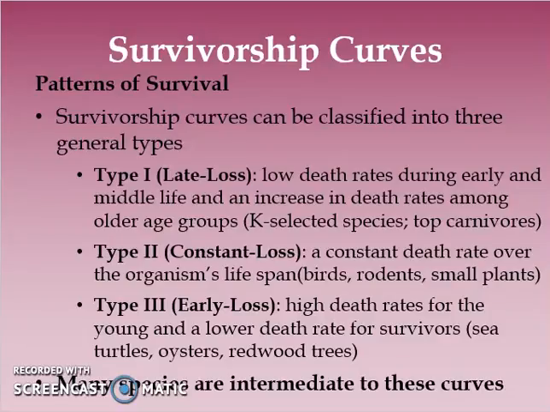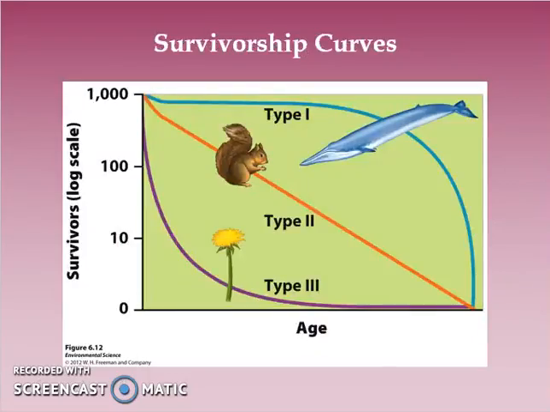Sad but true. Okay? And there are, of course, intermediates in this curve. Not everybody is a 1, 2, or 3. Some of them lie in between. But those are the three main types we have. And, of course, type 1 is much more likely to be a K-selected species. Type 3 is much more likely to be an R-selected species. And type 2 are just organisms in between.